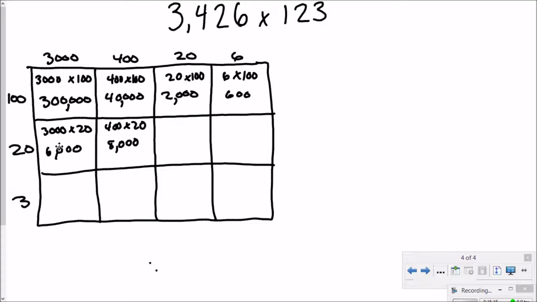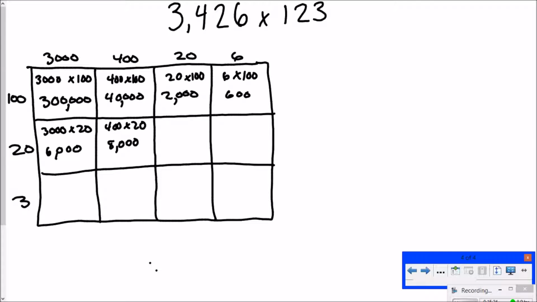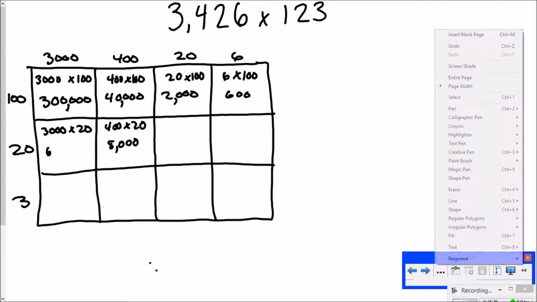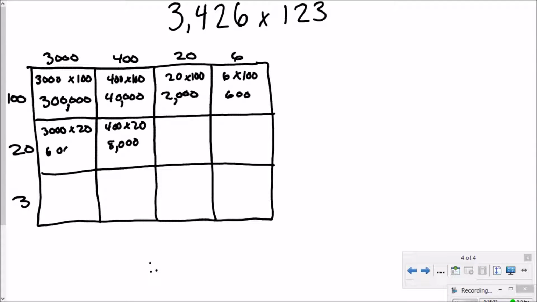Okay. I should have 4 zeros in the first box, and I just wrote 3. Another example of what happens when you fly through your work. That should be 60,000. The second box is 8,000, and the third box you get 20 times 20, which is 400, and then the last box we're going to do 6 times 20, you get 120.